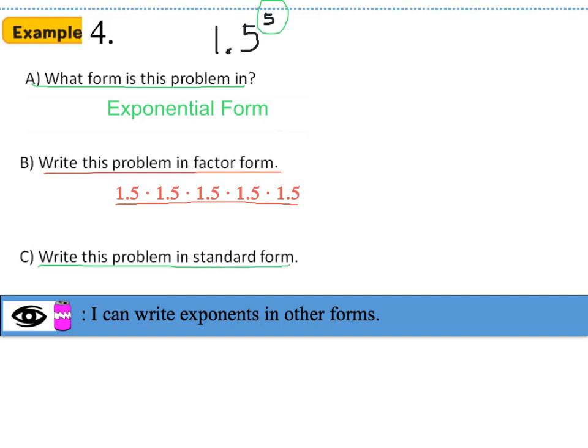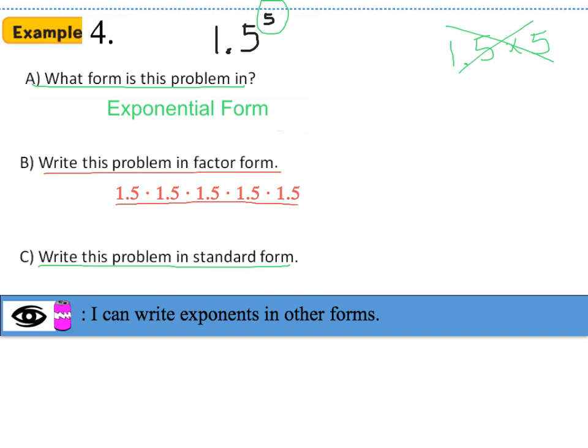So for problem C, it says write this problem in standard form. Standard form just means to simplify or solve the problem. But a lot of people want to take 1 5/10 and multiply it by the exponent. Remember, when you do that, that is repeated addition, and exponents are not repeated addition. They're repeated multiplication. So please don't multiply the exponent with the base.